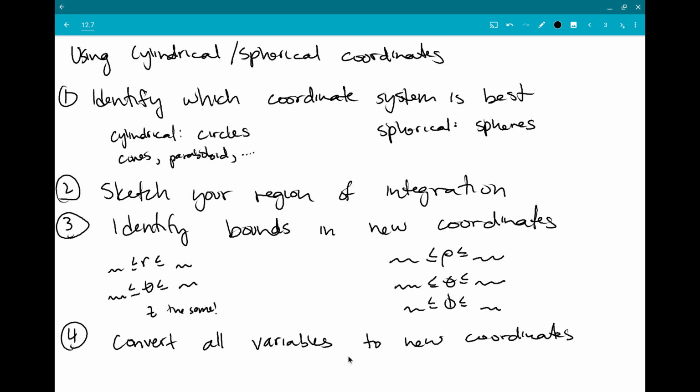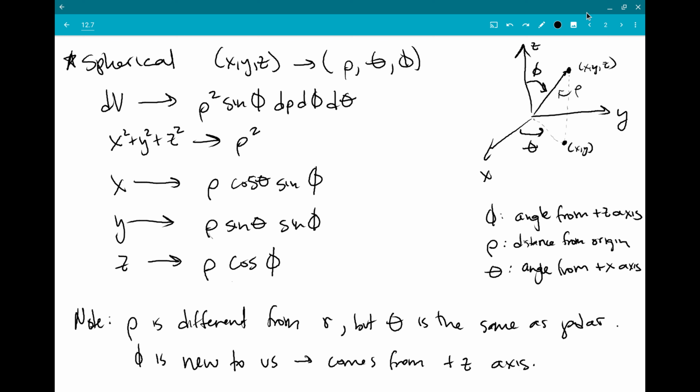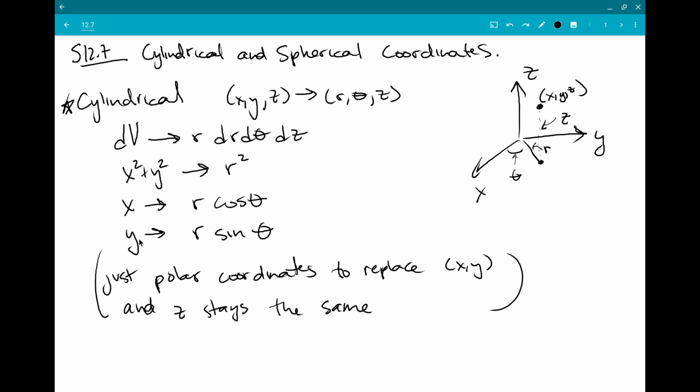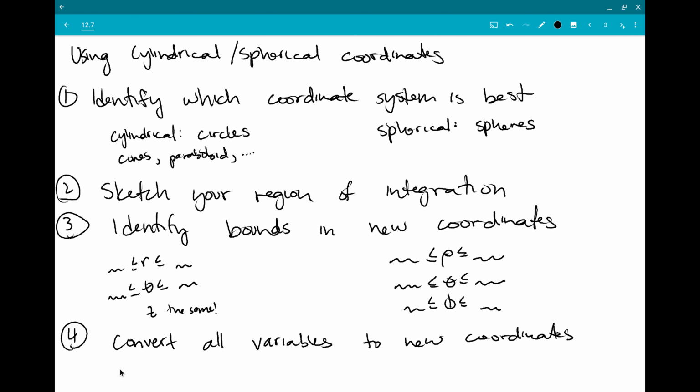And then you just convert all your variables to new coordinates using these two lists that we came up with that I want you to have handy in your notes all the time because you'll need them. Just a couple warnings. Don't forget dV.